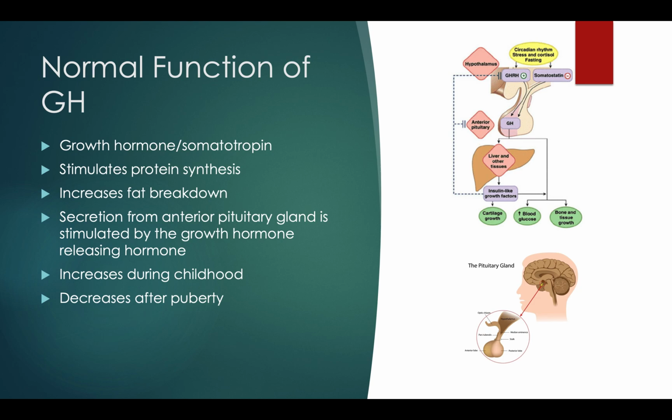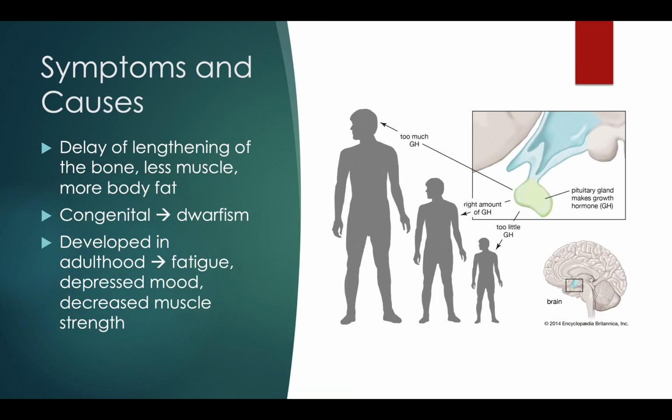In a healthy body, levels rise during childhood and peak during puberty, and then decrease after puberty. When there's a deficiency of the growth hormone, there are a number of detrimental effects. These include a delay of lengthening of the bone, less muscle, and more body fat. These symptoms lead to growth retardation and a short stature.